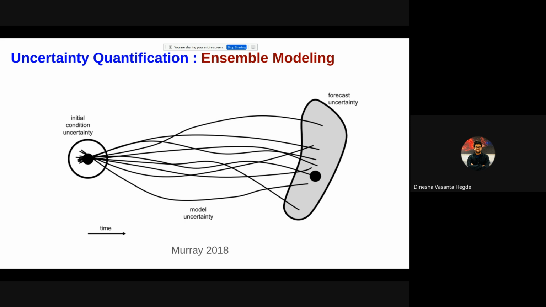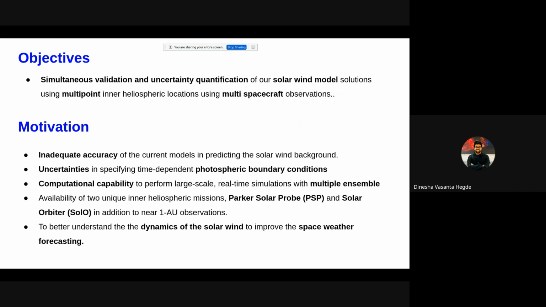But in our case, the time domain shifts to space, and the initial conditions shift to the boundary conditions at the corona or in the photosphere, and the forecast uncertainty can also be obtained as model uncertainty. So this is a typical approach we learned from the weather domain, and I want to apply the same approach for my study.